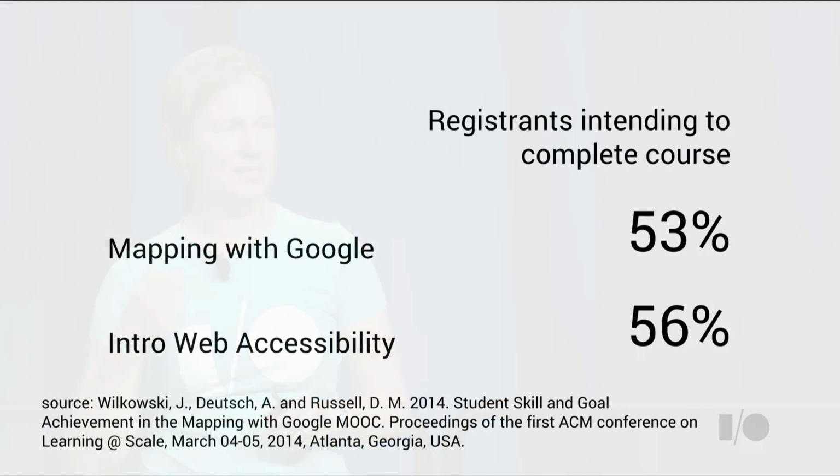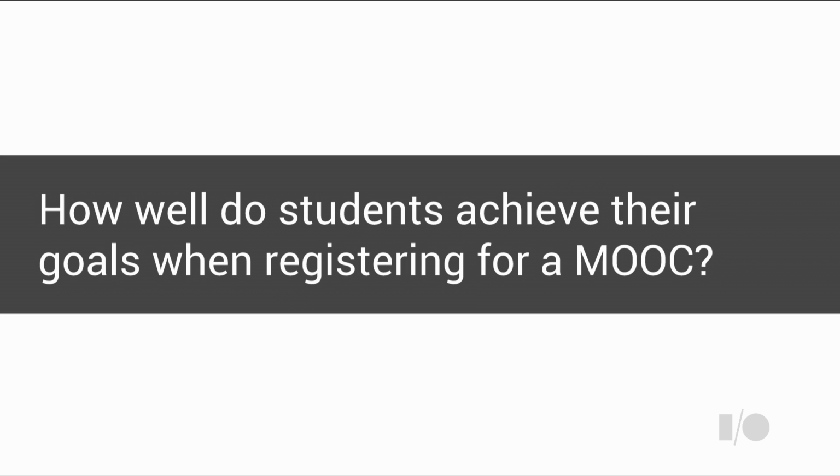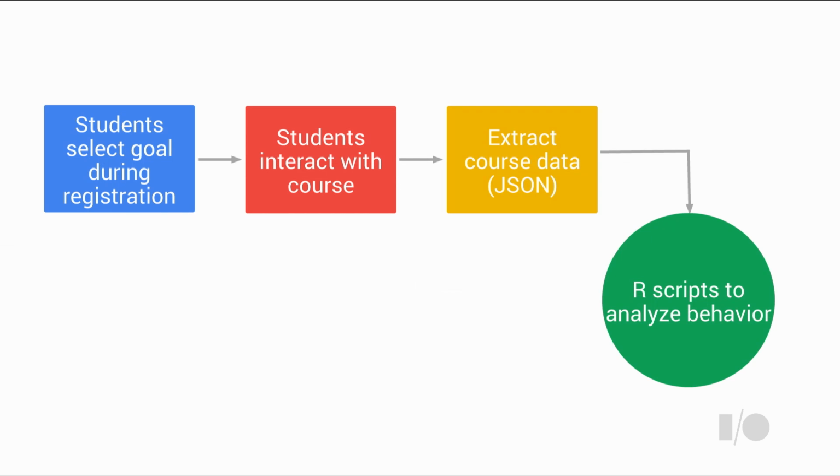So we repeated this experiment in the web accessibility class. We found something very similar. Just over half of people intended to complete the course. So our next question was, okay, well, people have lots of varied goals. How well are they achieving those goals?